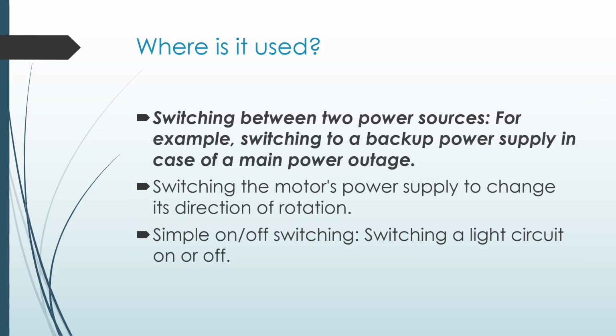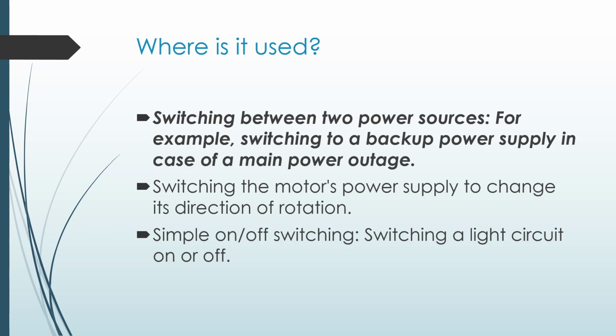Okay. So where is it used? When we need switching between two power sources, for example, when switching to a backup power supply in the case of a main power outage, switching the motor's power supply to change its direction of rotation, or simple on off switching. That means I want to switch a light circuit on or off. For example, if I want an Arduino to control an AC, to switch an AC on or off, how do I do that? I can do it using a relay.